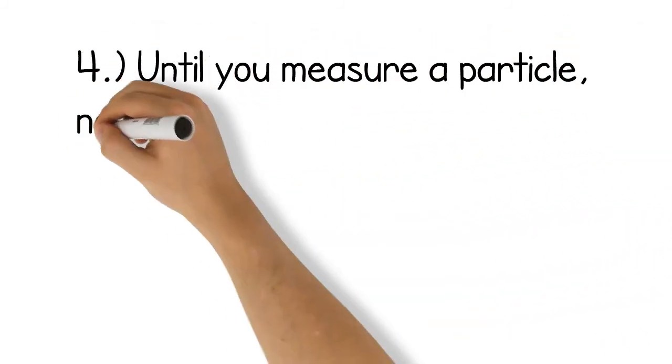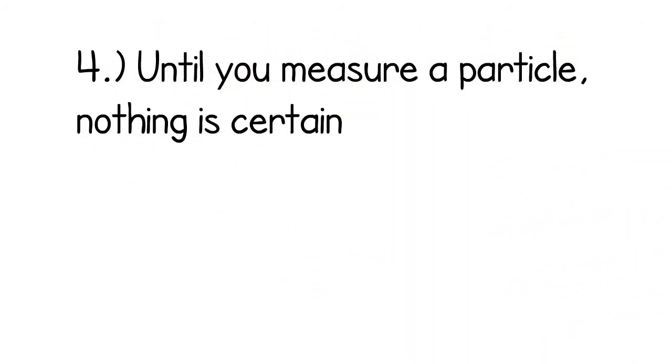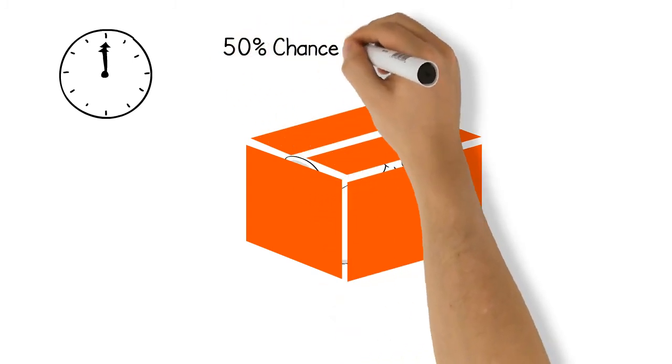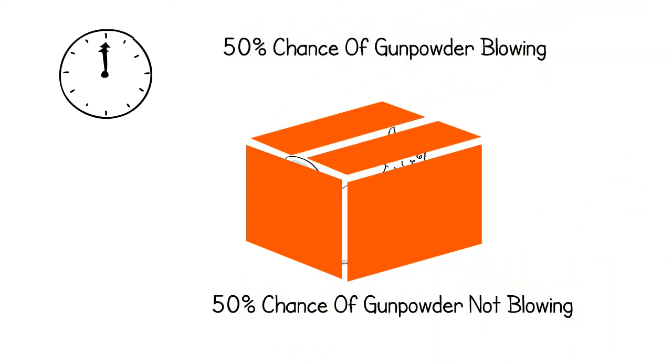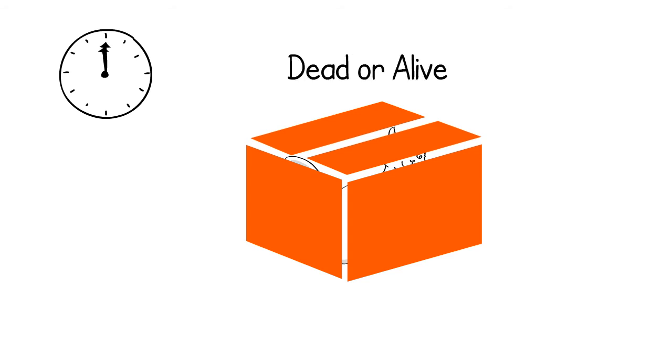4. Until you measure a particle, nothing is certain. The popular quantum physicist Erwin Schrödinger created a mental experiment that can explain this. He would say, imagine a cat in a box with some gunpowder in. After a timer of 10 seconds counts down, there is a 50% chance of the gunpowder exploding and a 50% chance of it not exploding. One would assume that the cat is either dead or alive, but actually it's dead and alive at the same time, and until you see it, or measure it as they would say, you don't know.